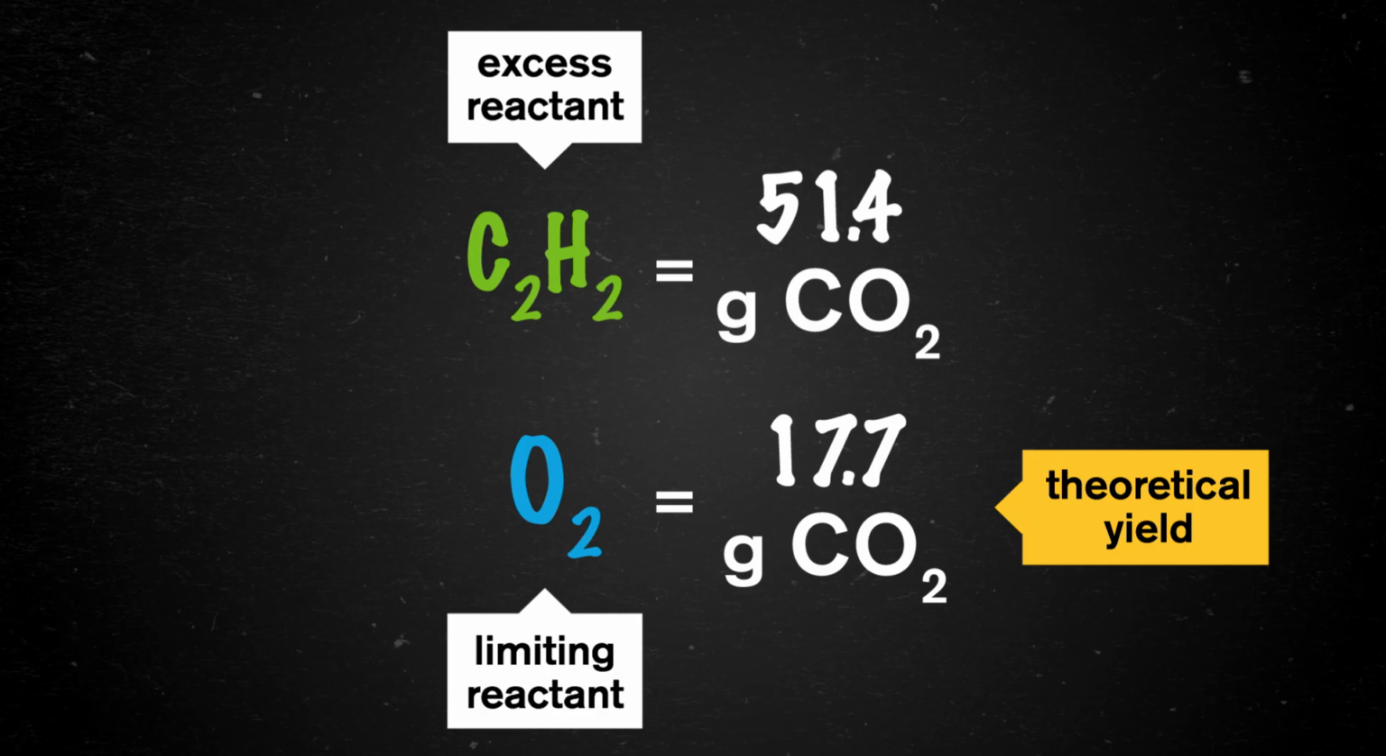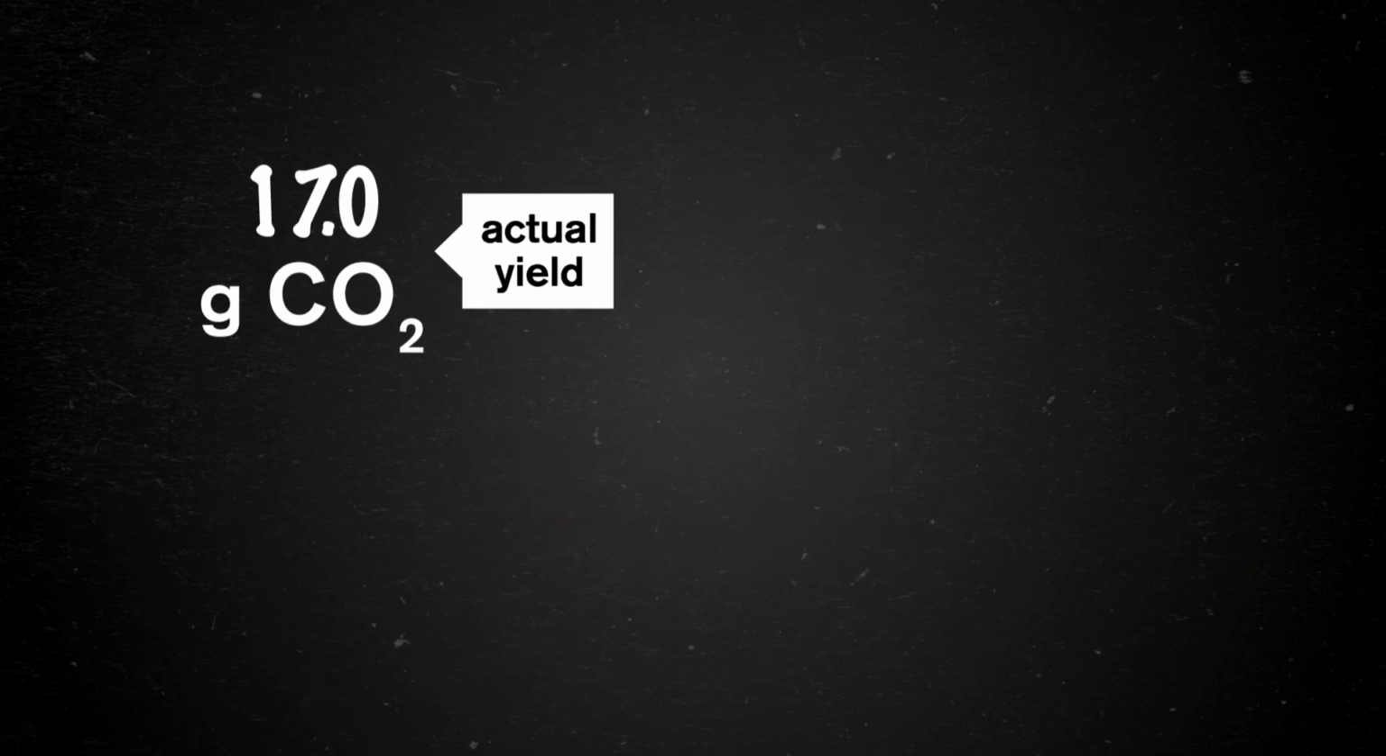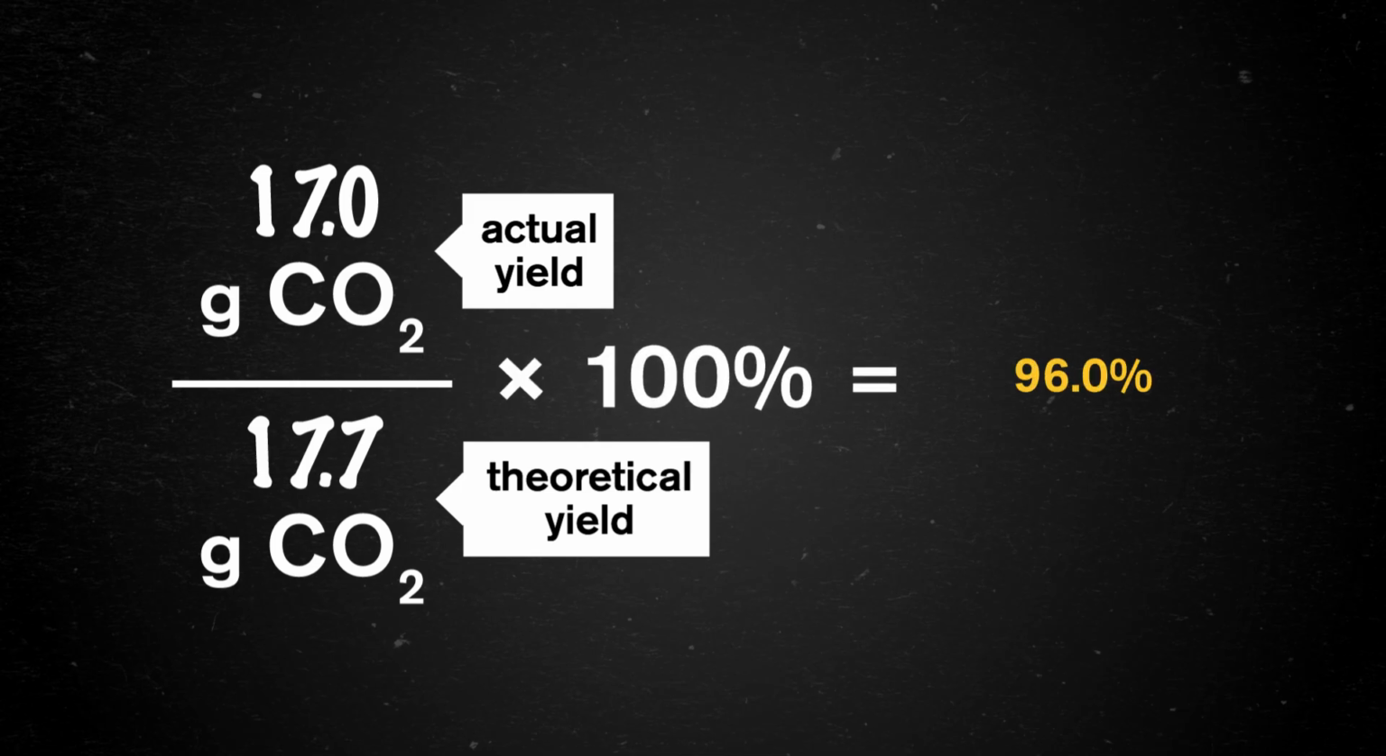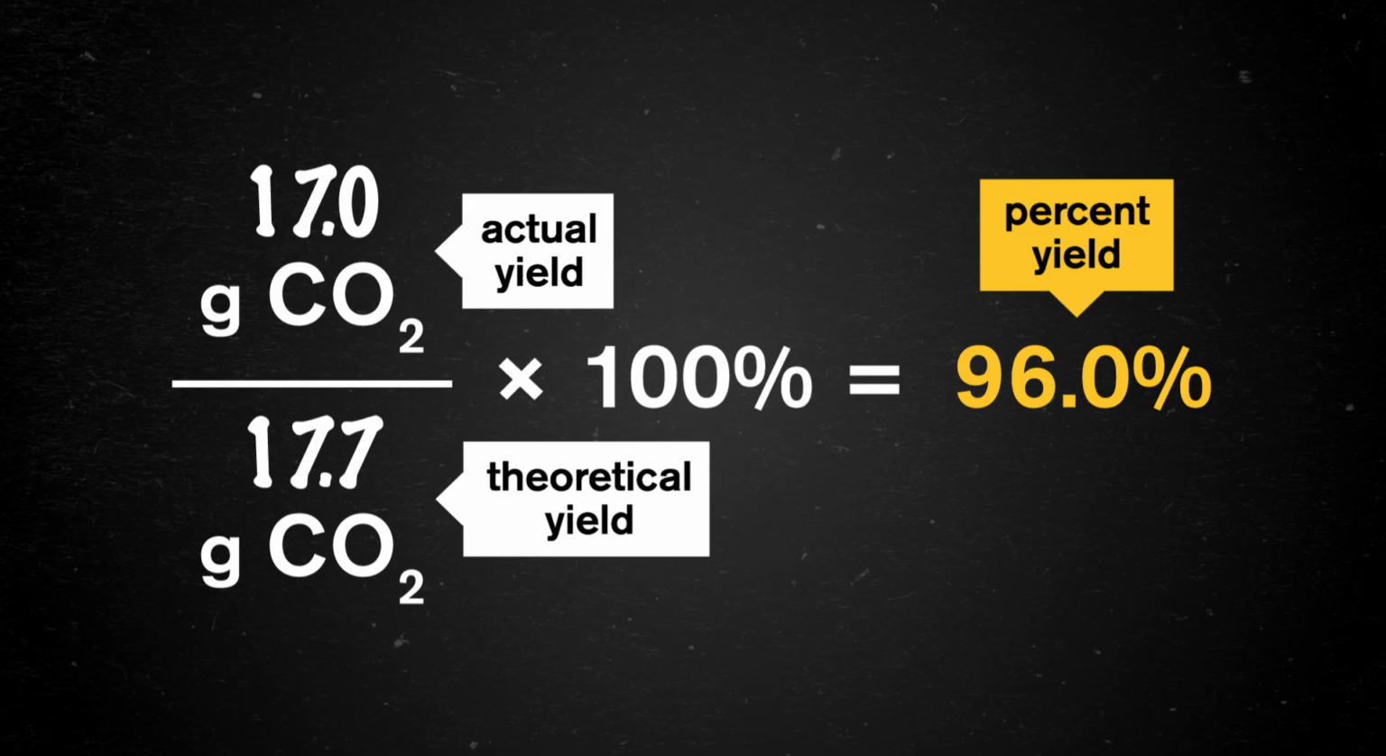And if our actual yield was revealed to be 17 grams of carbon dioxide, we could calculate our percent yield. We'd write 17 grams over our theoretical yield of 17.7 grams and then multiply it by 100%. We now know that this particular reaction yields 96% of the amount we expected. It's not too bad. Limiting and excess reactants are relevant to everything from bike shops to energy to medicine.